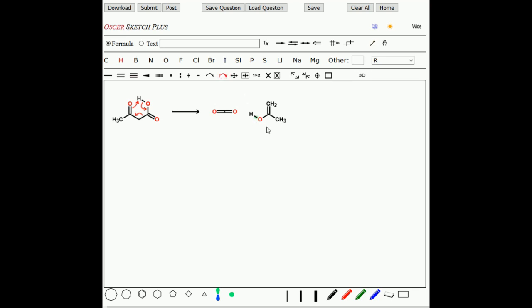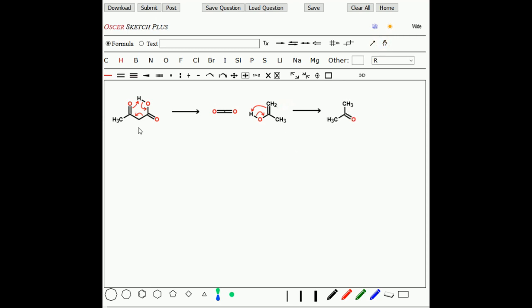This is not a stable molecule. This will tautomerize. The hydrogen is going to pop off the oxygen and go over to the carbon, moving the double bond. And this is going to happen very readily, where there's no way we can stop it. So it's going to do a very fast tautomerization, and we're going to end up with our ketone.